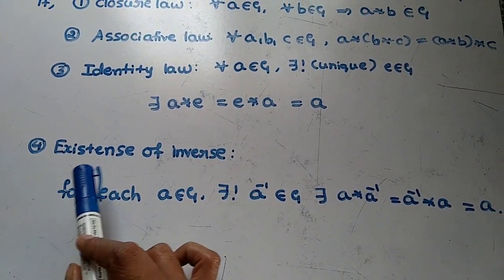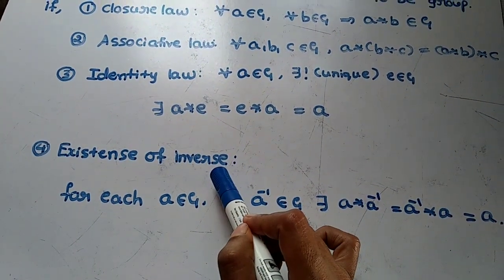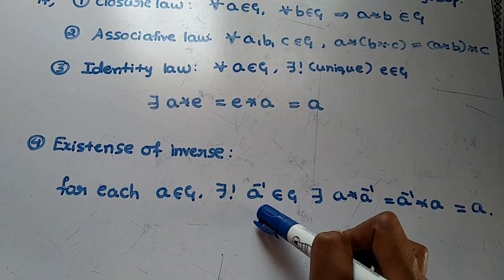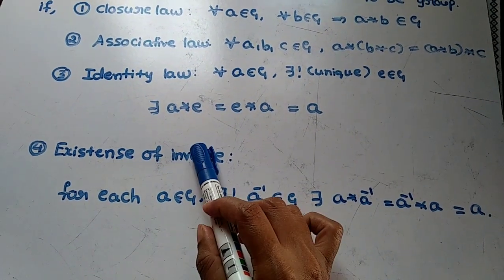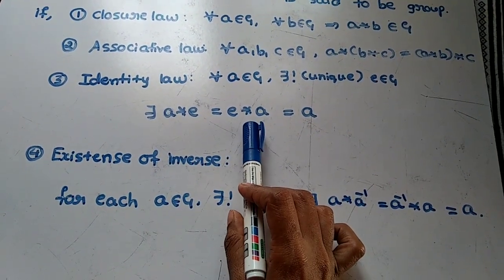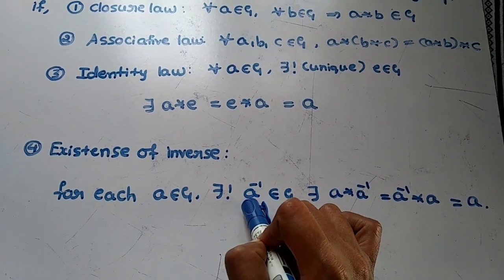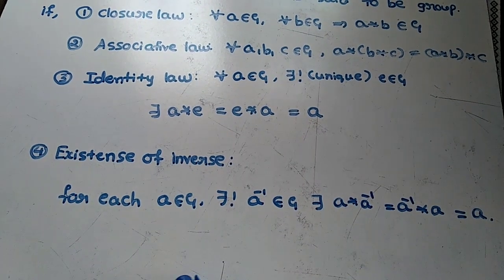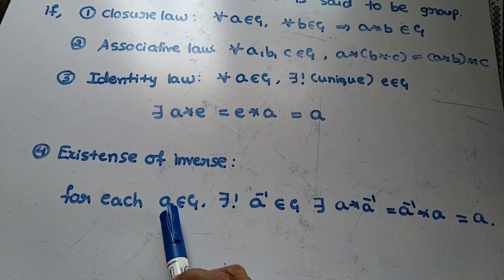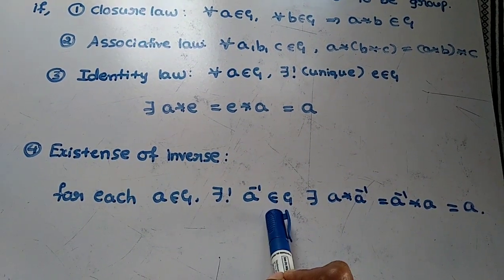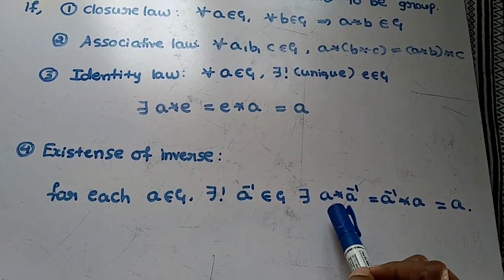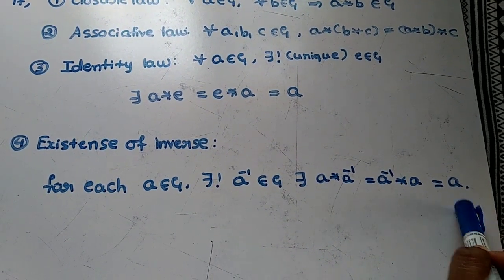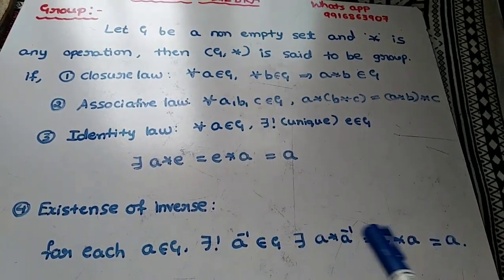Next is the existence of inverse. For each a belongs to G, there exists a unique inverse. So in a group there exists only one identity element, and for every element there exists only a unique inverse. If a belongs to G, then there exists a inverse, which also belongs to G, such that a star a inverse is equal to a inverse star a, which is equal to e.